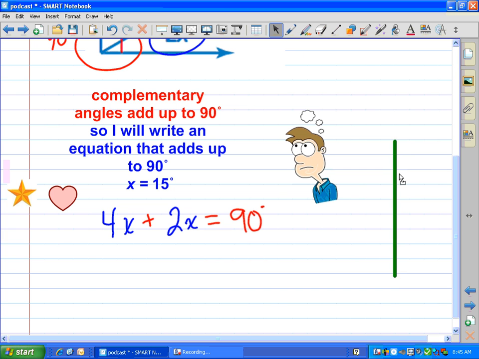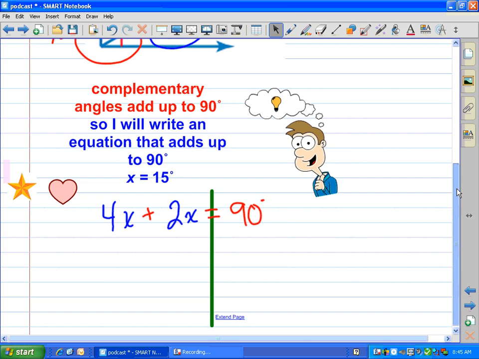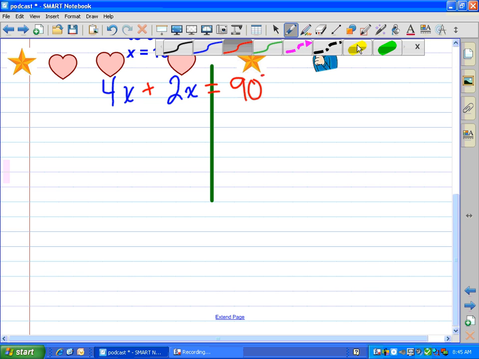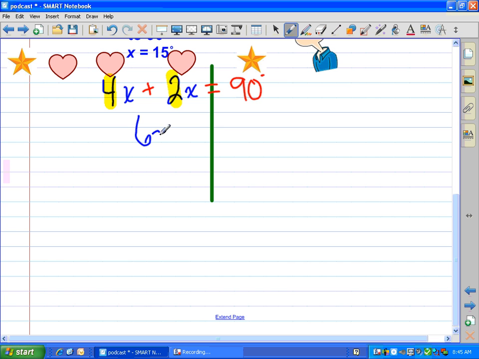Hearts and stars, combine like terms. If I do it right, I should get 15. Let's see. Heart, heart, star. I'm going to add my coefficients together. Excellent vocabulary word, Mr. Phillips. So I'm going to add 4 and 2 together, which gives me 6.